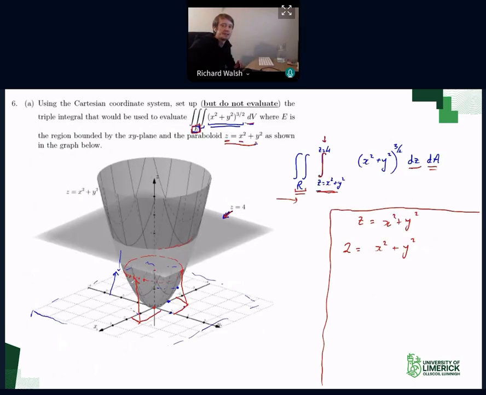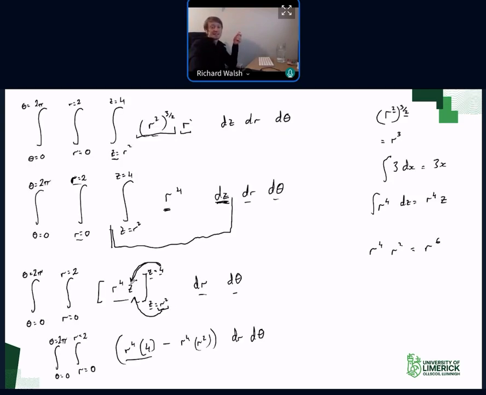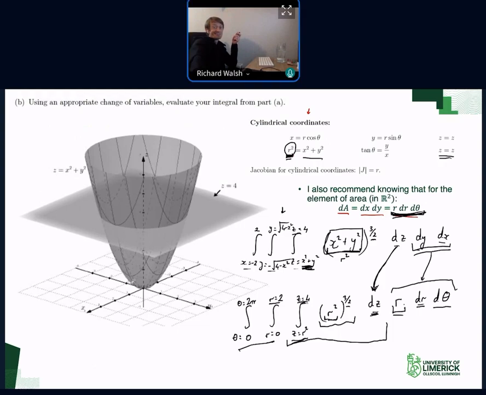I think try and get your head around, first and foremost, splitting up the region into z, y, and x. And then selecting, as I said, I selected cylindrical here just because of the way it looked. There was an x squared plus y squared in it in 2 places. So I knew they could be replaced with r squared.